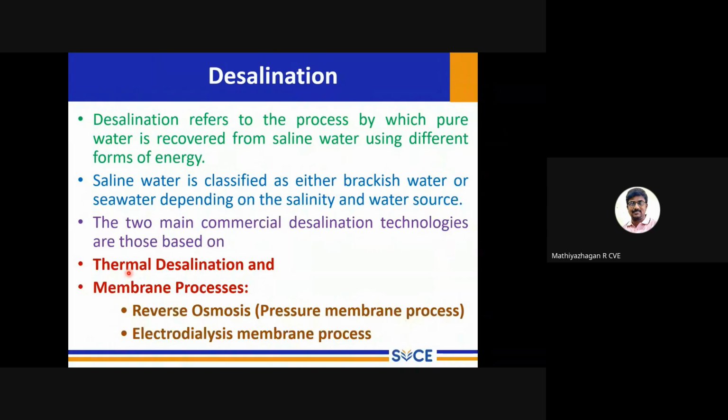So next we move to the desalination process. Here also we are using some advanced technologies to convert the seawater into drinkable or distilled water. So we can do the salt removal by thermal desalination and membrane processes.